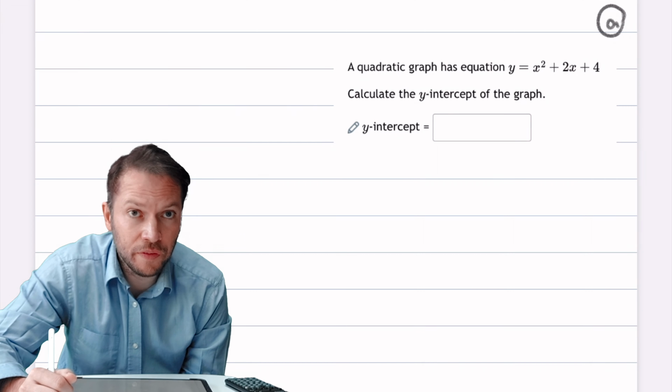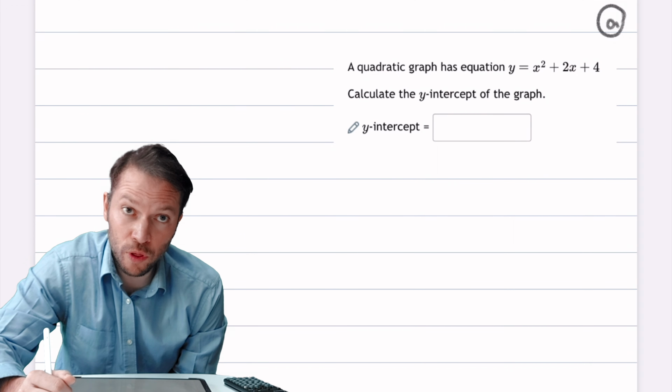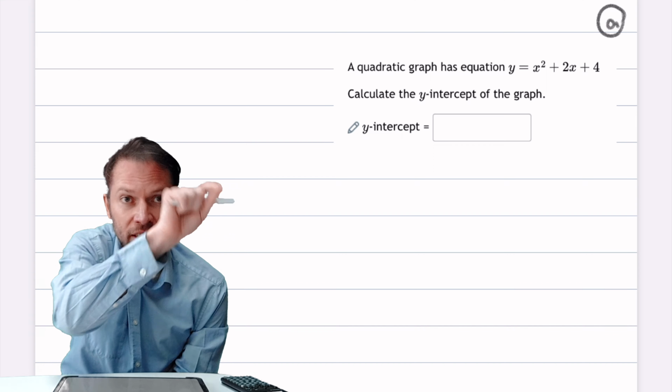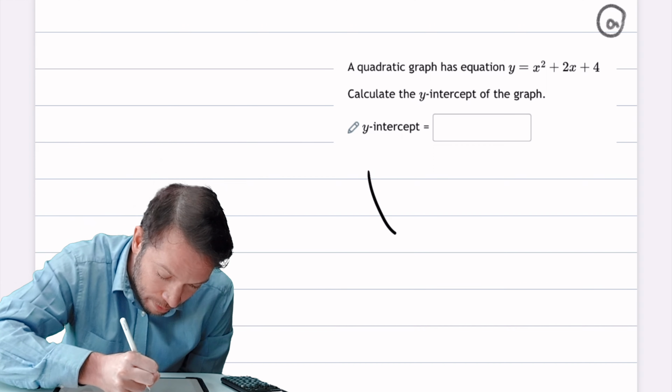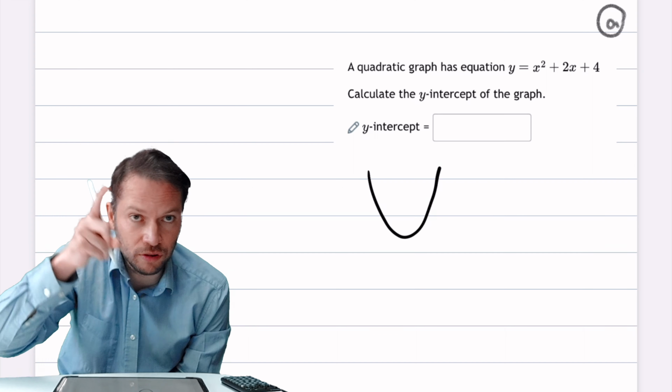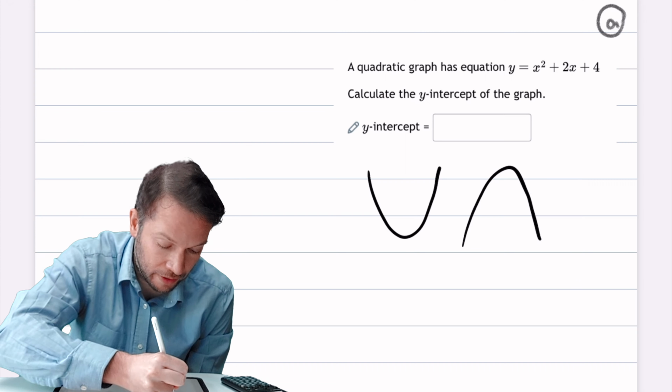Hi, in this first video on sketching quadratic graphs, we're going to work out what the y-intercept is of our quadratic graph. Now, in a previous skill, we plotted quadratic graphs. So we considered different values of x, worked out what the y was, and then plotted those points. And when we joined the points up, we found that we got a shape like this, like a sort of smiley face shape, or a shape like this, a frowny face shape like that.